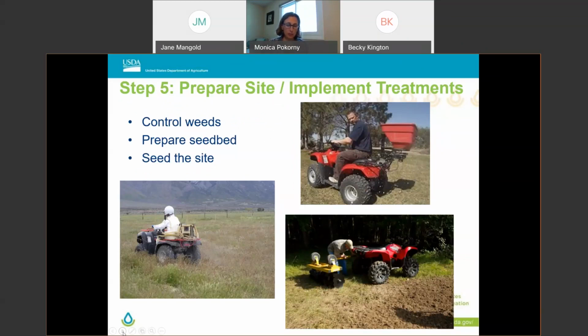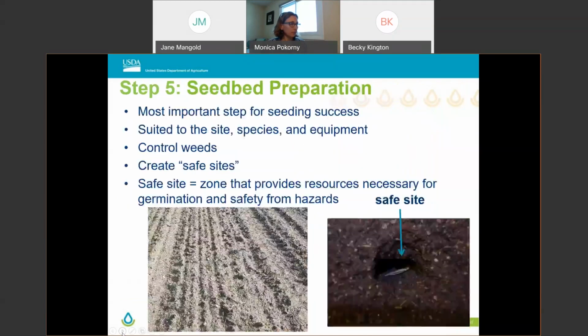And since most of you are already experts on controlling the weeds, I'm going to focus on the seed bed preparation. This is really the most important step that you have in your revegetation process, because we want to make sure we have a really good, clean seed bed, and we want to make sure we have good contact with the seed in the soil.